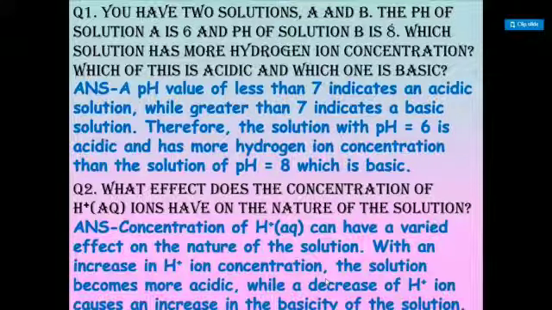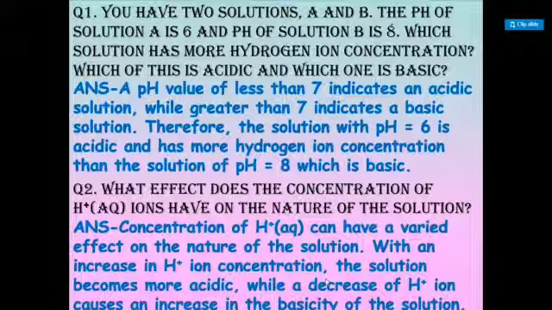Now the question is, if you have two solutions A and B, pH of solution A is 6 and pH of solution B is 8, which solution has more hydrogen ion concentration? Which of these is acidic and which one is basic? A pH value of less than 7 indicates an acidic solution. So solution A is acidic and solution B is basic.